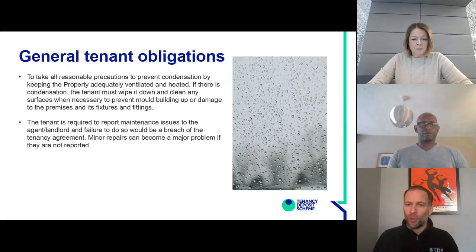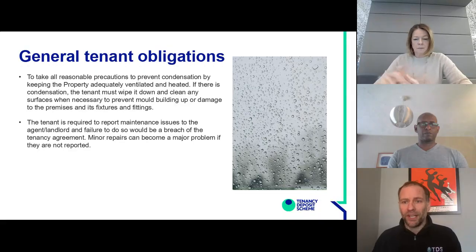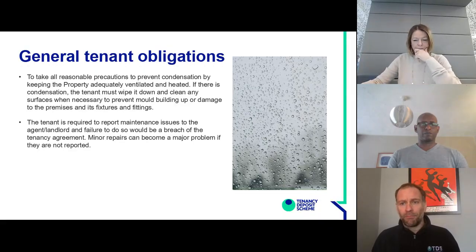The tenant is also under an obligation under the tenancy agreement to report maintenance issues. So if the tenant doesn't report that maintenance issue and the problem becomes worse and the landlord ends up having to pay a lot more money than they would otherwise have, it then, in terms of the deposit dispute at the end of the tenancy and a claim that the landlord might wish to make, it doesn't really matter what the cause is so much anymore, because the tenant's breach is the failure to report. So the consequent damage as a result of that failure is something that the landlord is going to be entitled to compensation for. But tenants are required to make that maintenance report.